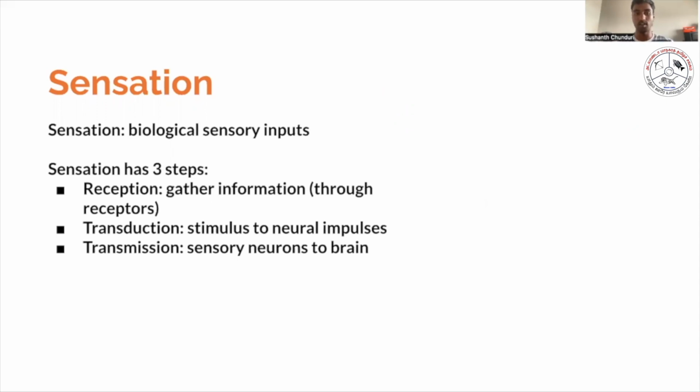And sensation really has 3 steps, right? First is reception. You gather information from your fingertips, in this case. Then is transduction. So the stimulus gets converted into neural impulses, so that feeling of texture is converted, and then it's finally transmitted to the brain. So those sensory neurons are sending that information all the way up to my brain.